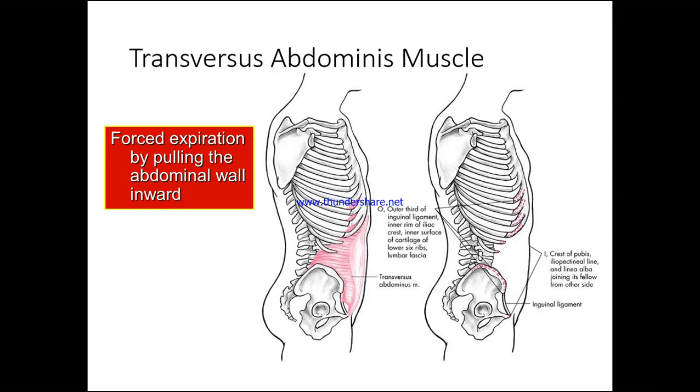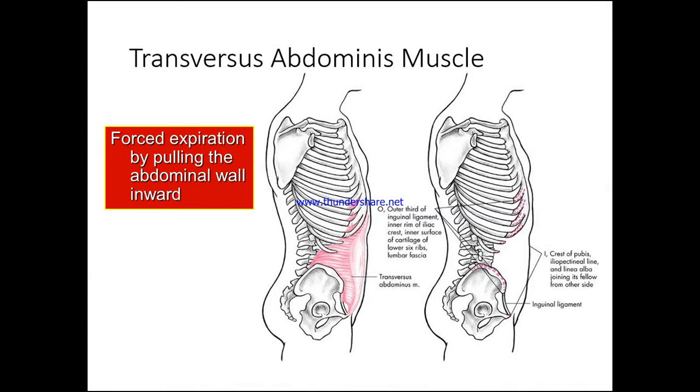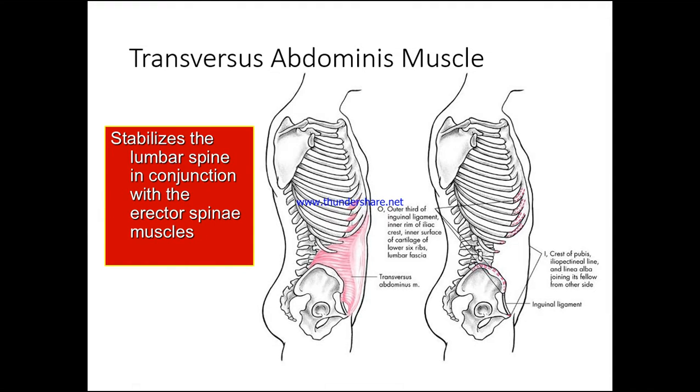If you're confused about the action, just think, pronator quadratus, supinator. It supinates, it pronates: origin, insertion, pronation; origin, insertion, supination. It's the same with all of these muscles and muscle layers. So, forced expiration by pulling the abdominal wall inward. Transverse abdominis also stabilizes the lumbar spine in conjunction with the erector spinae group of muscles.